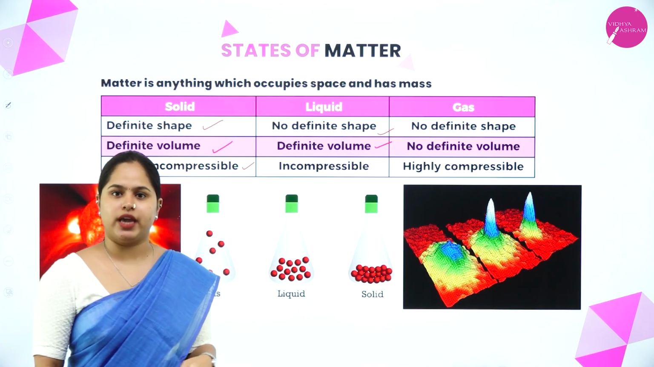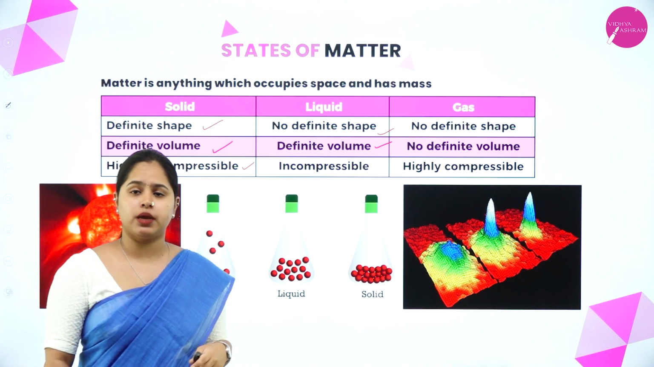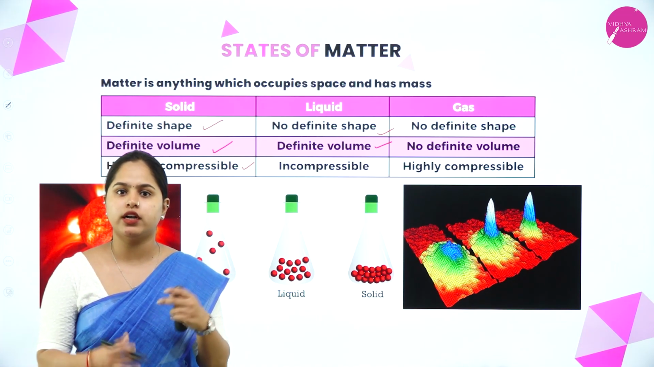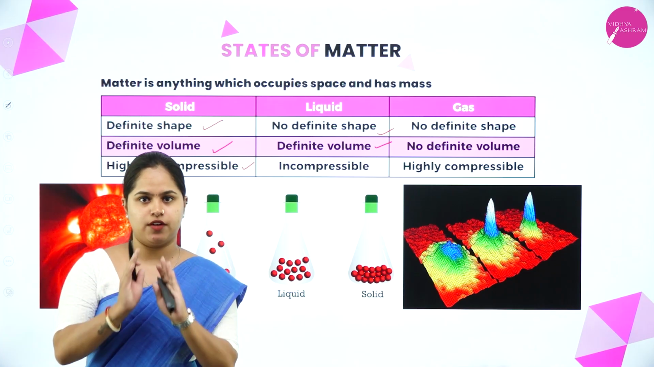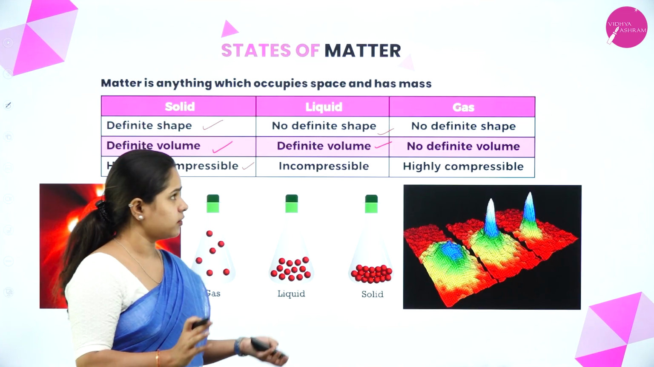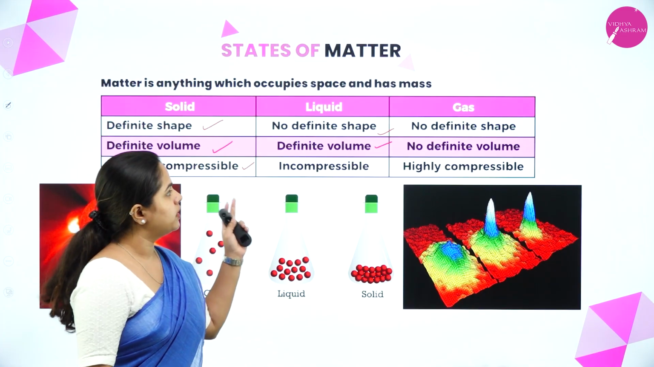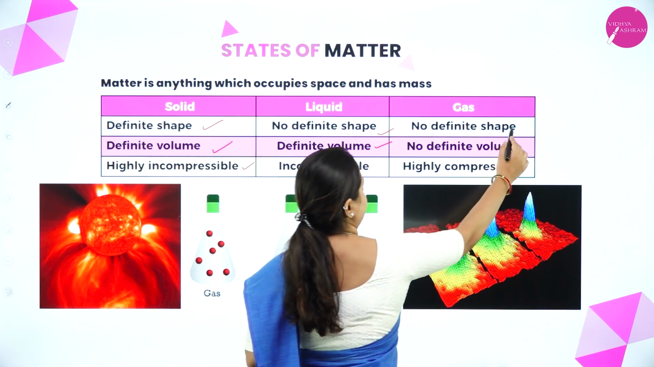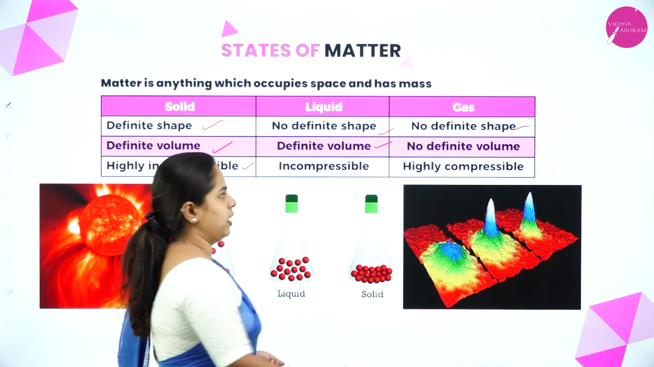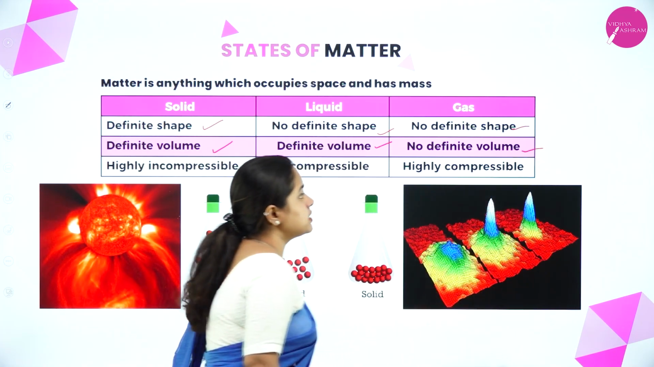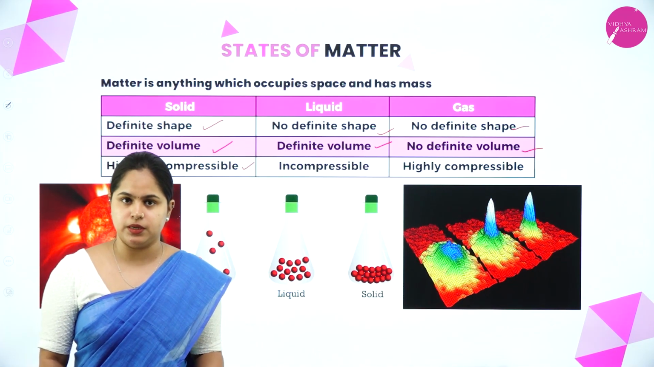Now let's move on to gas. Do they have a definite shape and volume? No, right? They do not have a definite shape. You can't say that the gas is having a round shape or a spherical shape, right? So they do not have a definite shape. And what about volume? They do not have a definite volume as well. And gases are highly compressible, right?